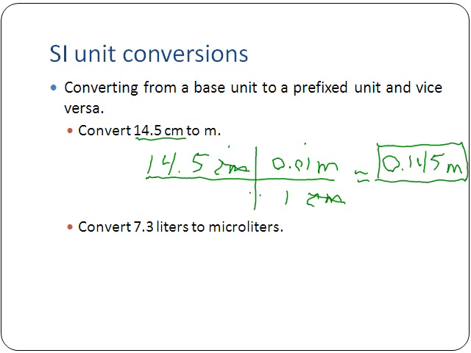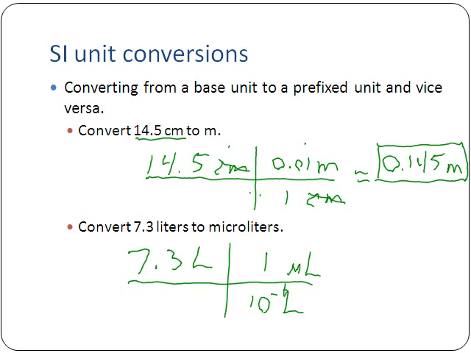Convert 7.3 liters to microliters. So we first start off with the number we're given, 7.3 liters. And so we set up our table. We want to get rid of liters. We want to cancel it, so that means liters is going to be on the bottom. We want to go to microliters, and so we use our little mu for micro, so we have microliters right here. And so what does micro mean? Micro means a millionth. That's 10 to the negative 6. So up here we'll have 1 microliter, which is 1 times 10 to the negative 6 liters. And so we have 10 to the negative 6 on the bottom.